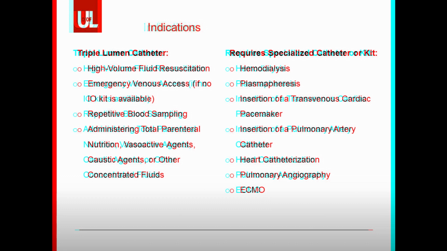Specific indications requiring a specialized catheter or kit include hemodialysis and plasmapheresis, which would require a dialysis catheter, insertion of a transvenous cardiac pacemaker, insertion of a pulmonary artery catheter, heart catheterization, pulmonary angiography, and ECMO, each requiring specific types of introducer catheters.